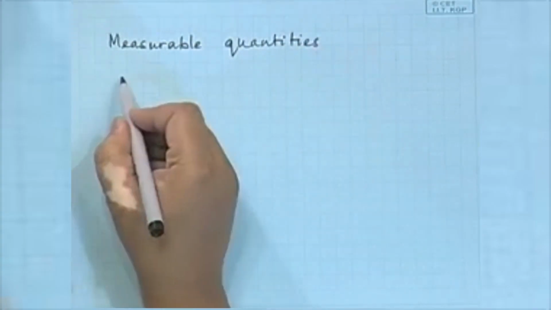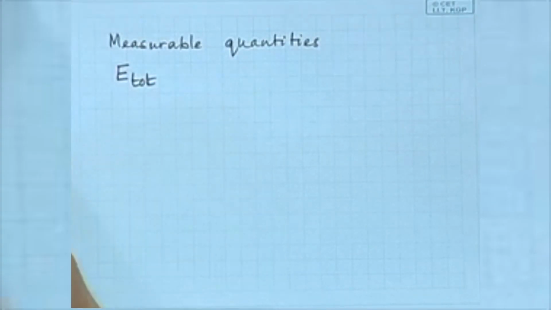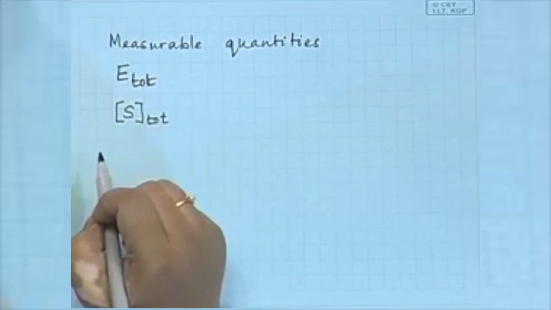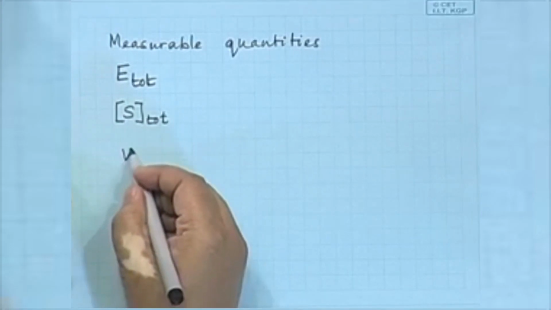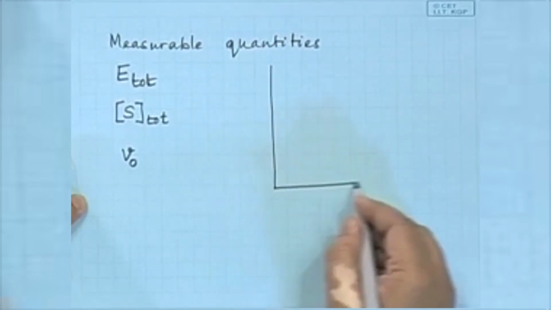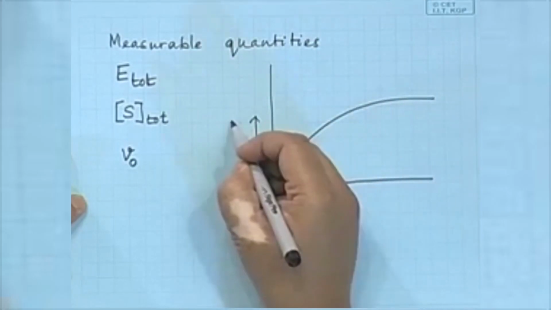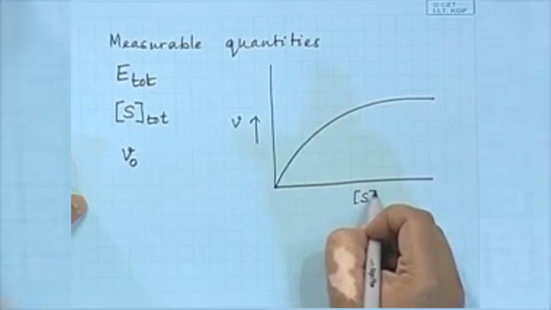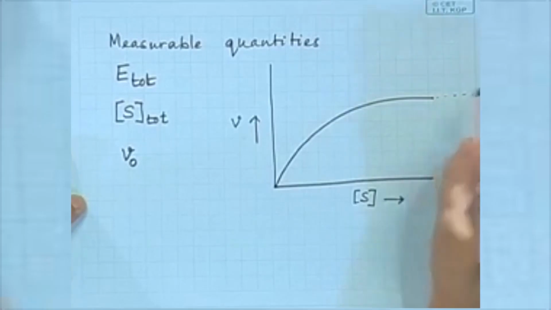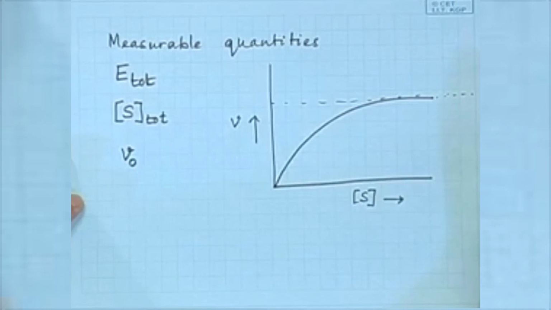Okay, the measurable quantities are total enzyme concentration, total substrate concentration, and actually my initial velocity. Why? Because if I consider my curve here, what is this? This is the velocity of the reaction. This is the substrate concentration. I do not know where Vmax is, where it is actually going to go, right? So this is some quantity that I actually cannot determine this way.